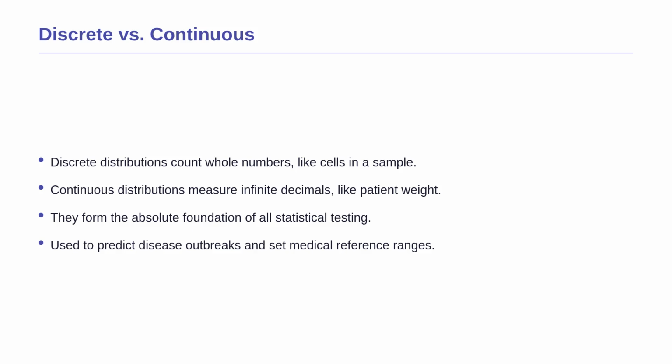Building on that foundation, we can categorize these distributions into two main types based on the data. Discrete distributions count whole numbers, like the number of cells in a sample. You cannot have half a cell. Continuous distributions, on the other hand, measure things that can have infinite decimal places, such as a patient's weight or blood pressure. Understanding both types is the absolute foundation of all medical research. Without them, epidemiologists could not predict disease outbreaks, and we would have no way to set normal reference ranges for healthy blood sugar levels.